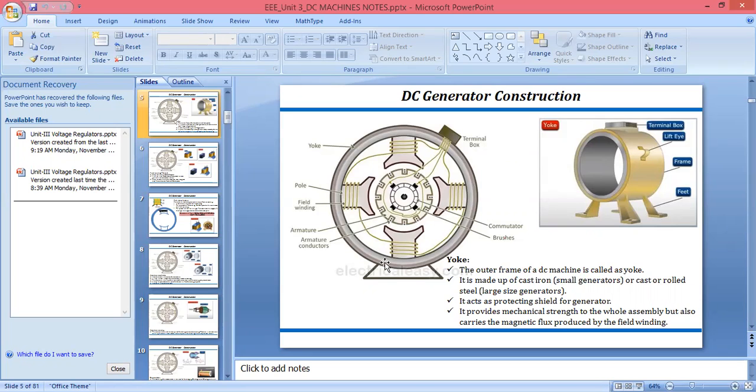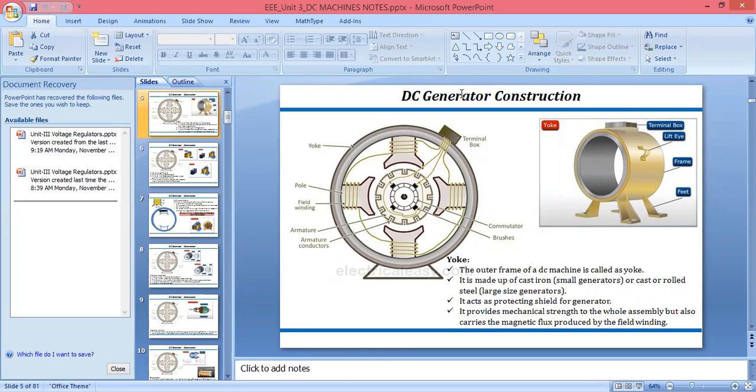You can see here, this is the constructions diagram for the DC motor and the DC generator. The outer covering we are calling as a yoke. It will give support and protection to the assembly of the DC motor. Then there are stationary and rotationary parts in the DC motor and the DC generator. I have given here the name DC generator constructions, but you can draw the same diagram for the DC motor because both are having the same constructions, only working is different.